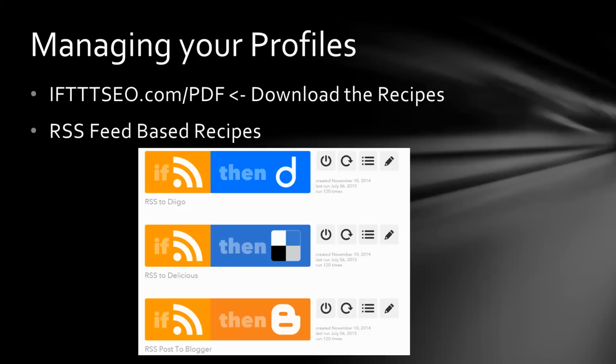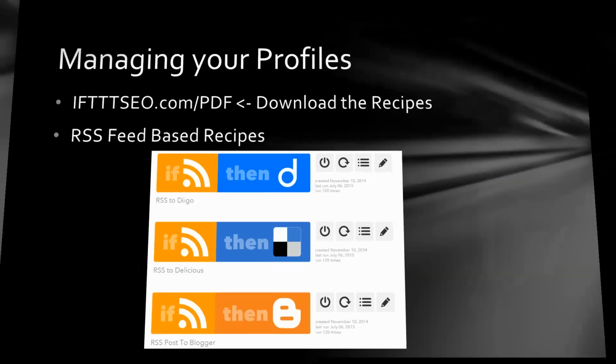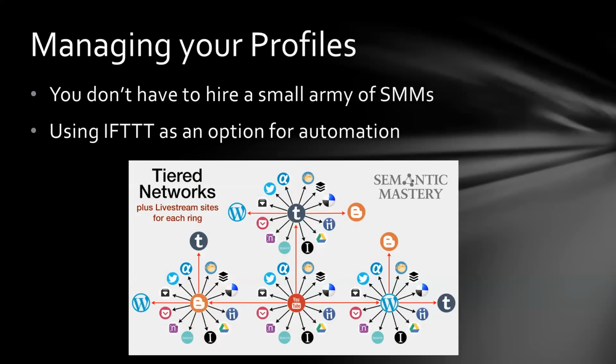Okay guys, so what you would do is use RSS feed based recipes, and here I have 3 examples of a site of mine. So what you could do is grab your RSS feed, and when you update your blog, that will trigger your RSS feed and it will post to blogger.com, and it will also post to Delicious, and to Digg, and it can post to a whole bunch of sites.